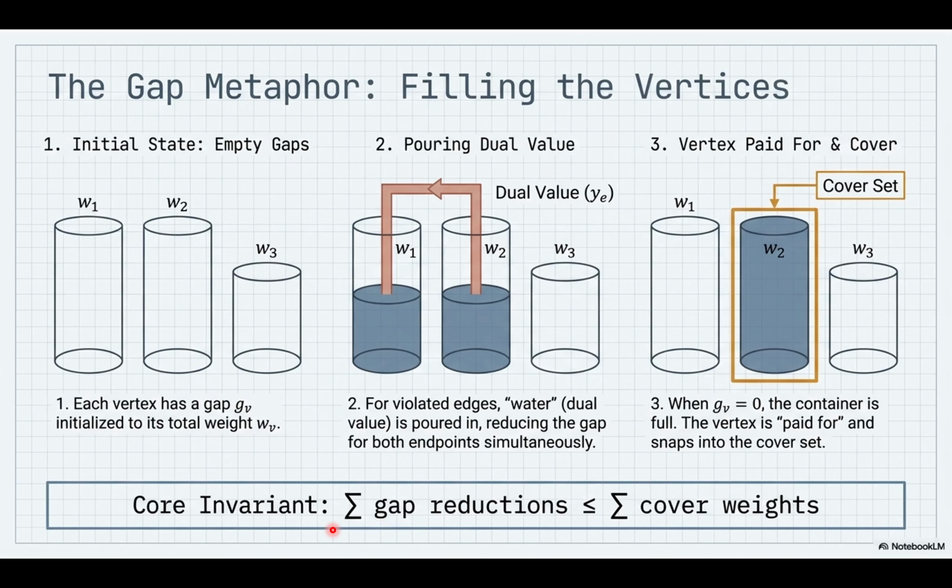That is a brilliant analogy. It captures the simultaneous reduction perfectly. But wait, if we are just blindly iterating through these edges and pouring water into these pairs, couldn't we accidentally overpay? How do you mean?